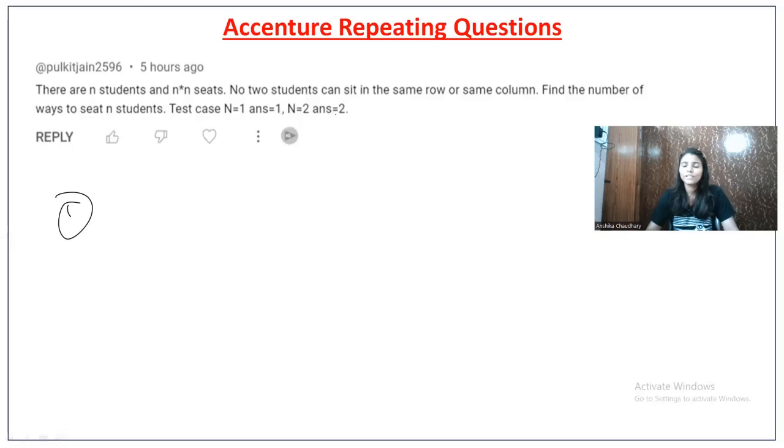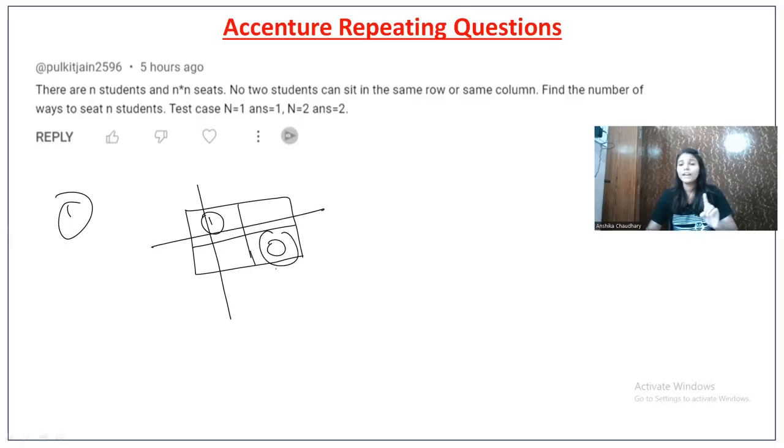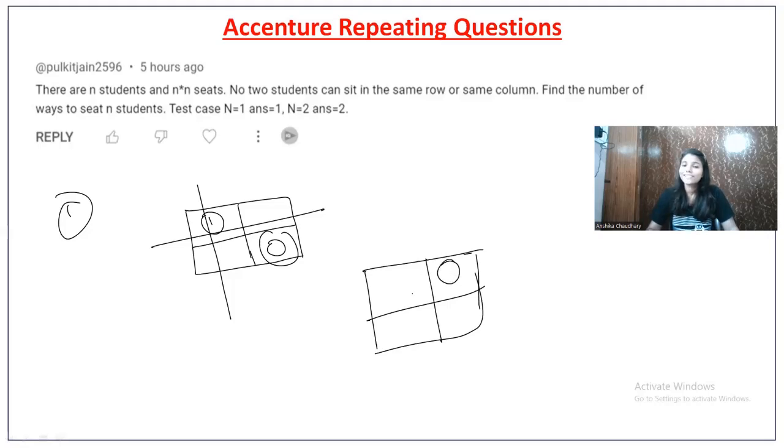Now for two students, how many ways are there? To seat two students, we take 2 into 2, meaning 2 rows and 2 columns. If the first student is sitting here, the next student should be here only. Why? Because he cannot sit in the same column or the same row, so he must sit here. Now the second arrangement, because it is asking for how many possible ways there are to arrange them: if the first student is sitting here in the first row, the second student must be here, because he cannot sit in the same row or the same column.